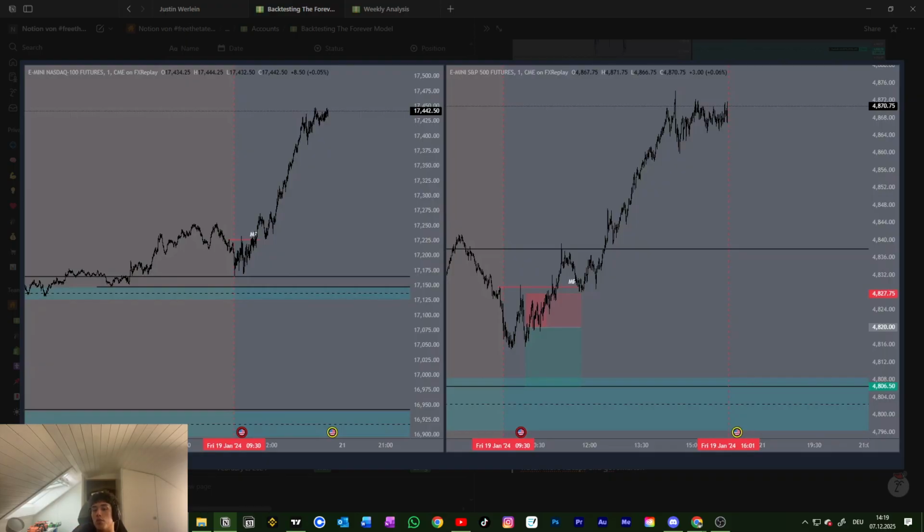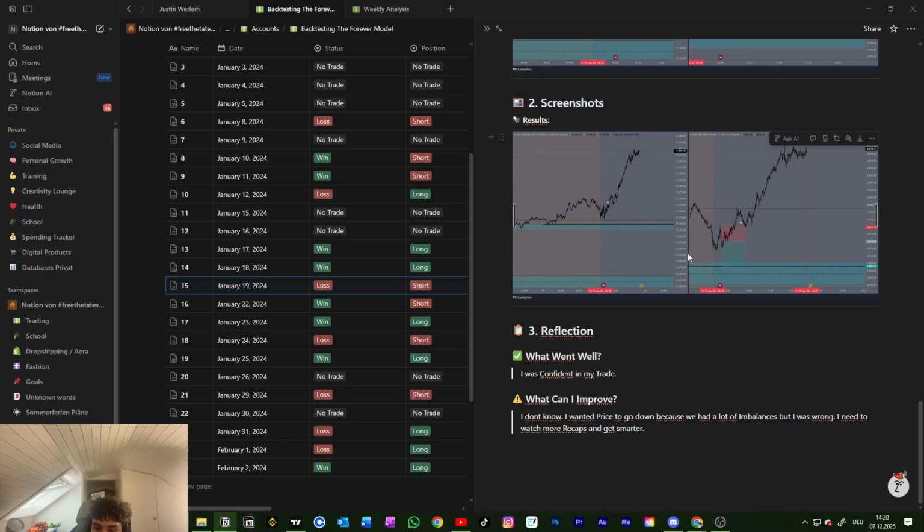Because if you look closely, that's like also a buy model. Or actually is it? No, it's not really a buy model. Yeah, it is. Like here, consolidation. Here, this here. Then manipulation, distribution. But yeah.